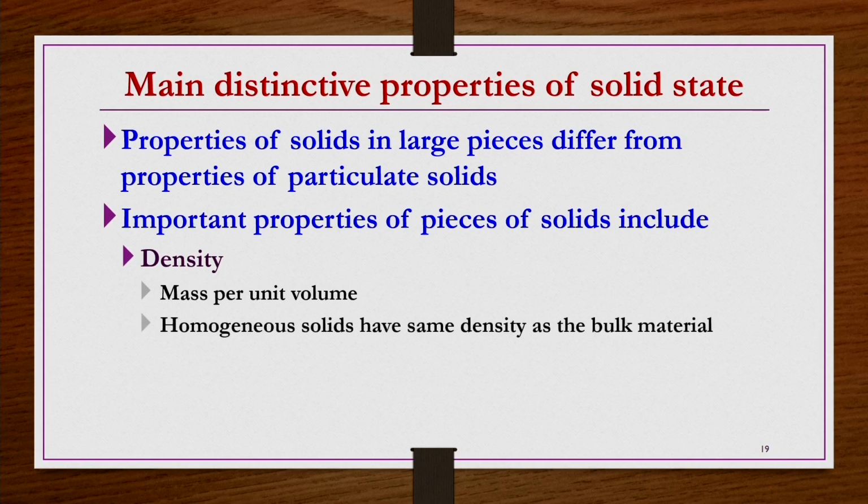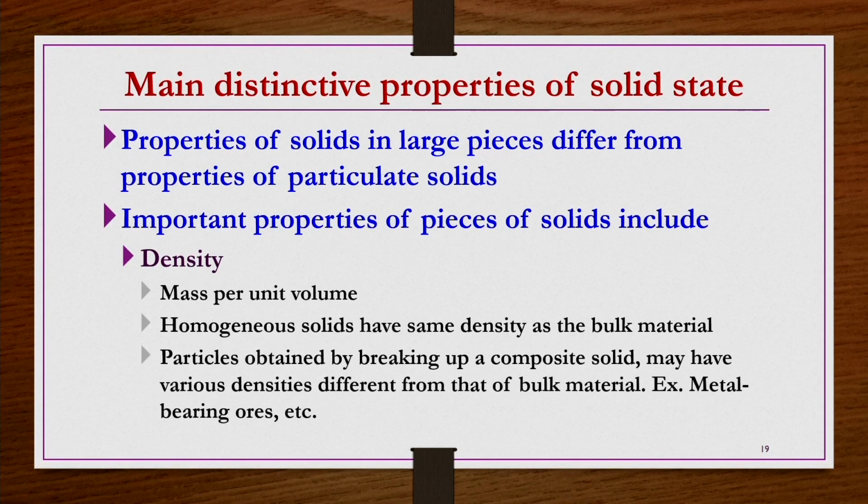In general, if it is a homogeneous solid, then the small pieces of solids may have the same density as the bulk material. But for particles obtained by breaking up a composite solid, we may have various densities different from the bulk density, because the original solid is a composite solid made of different elements.